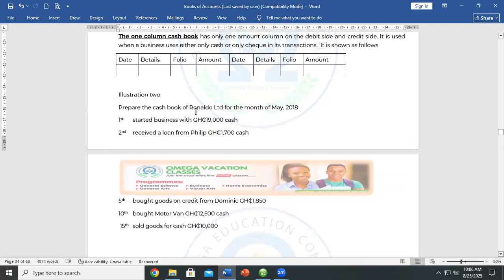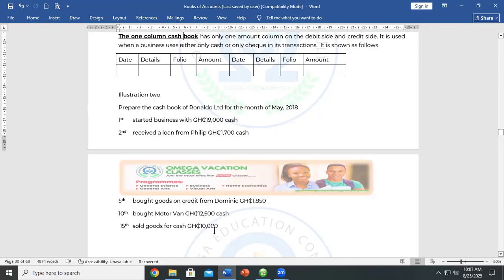Okay, so we have here, prepare the cash book of Ronaldo Limited for the month of May 2018. You first started business with 19,000 cash. On the second, received a loan from Philips, 1,700 cash. On the fifth, bought goods on credit from Dominic, 1,850. And then 10th, bought motor van, 12,500 cash. Then you have the next one, sold goods for cash, 10,000.